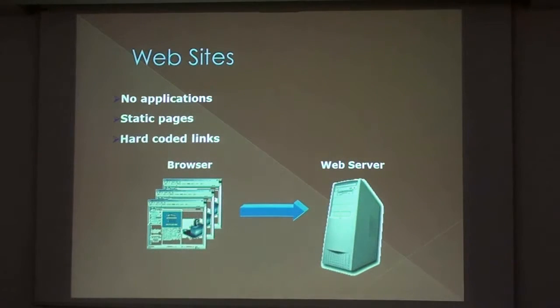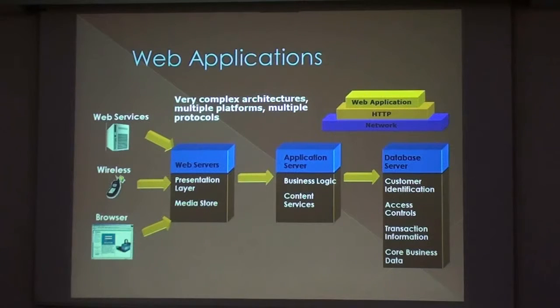The traditional websites consisted of static pages and hard-coded links, and did not contain any application, which was stored in the web server. Now, we no longer have websites, we have web applications. The web applications reside on multiple systems in a distributed architecture. This is the three-tier architecture. First layer is the presentation layer, second, business logic, and third is the database.